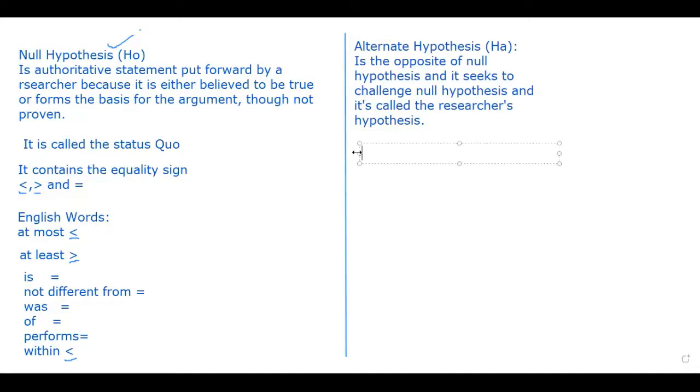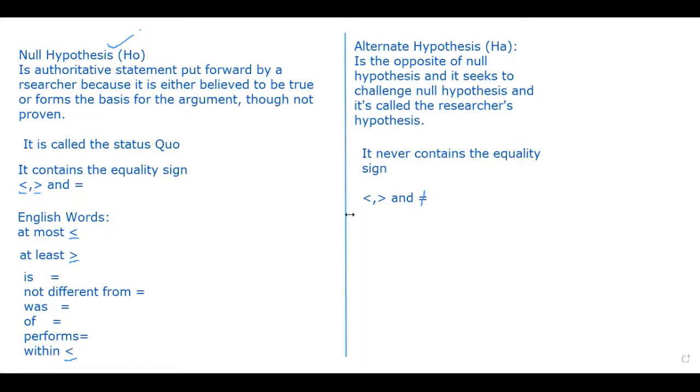That one too, it never contains the equality sign. So there's no equal to in it. This one is just less than, just greater than, and just not equal to. That's why we call it not equal to, like this.